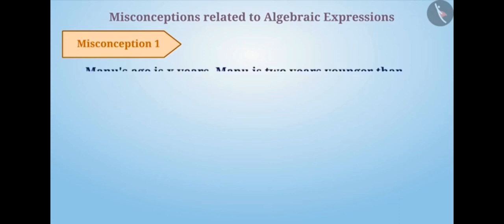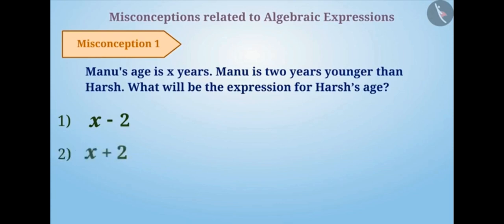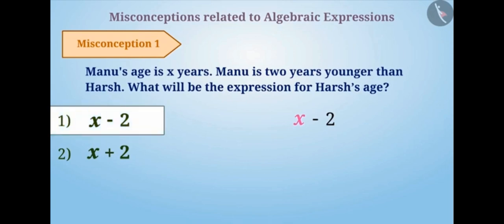Misconception 1. Manu's age is x years. Manu is 2 years younger than Harsh. What will be the expression for Harsh's age? Many times, the information is expressed in the same way as it is read. With this understanding, the answer x minus 2 is obtained, which is the wrong answer.